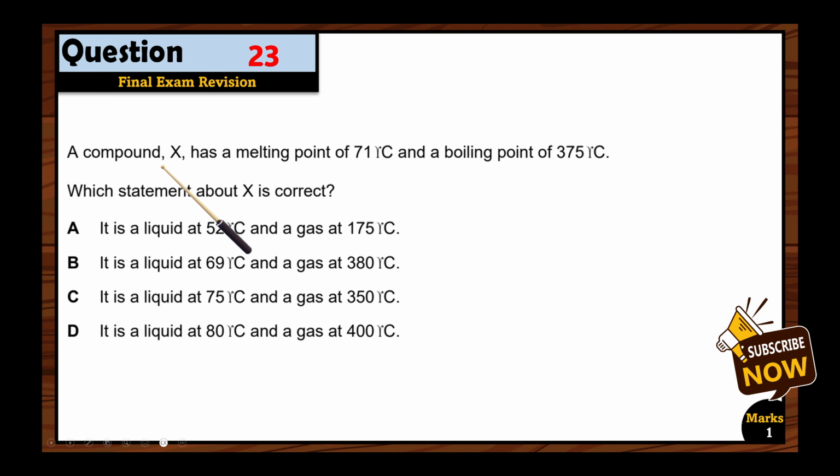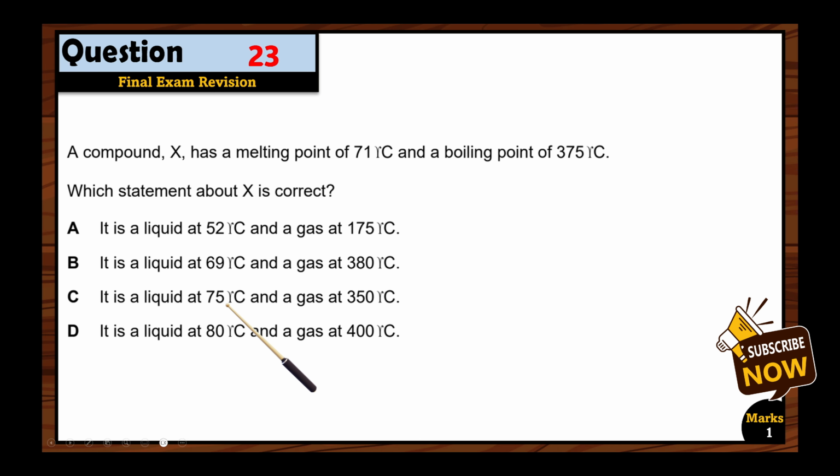Question number 23. A compound X has a melting point of 71 and a boiling point of 375. Which statement about X is correct? So melting is 71, boiling is 375. Let's see. It is a liquid at 52. If you see the melting point is 71, right? So how can it be a liquid? After 71, it can be a liquid, right? So can we see any after 70? Yes. So option C or D can be correct.